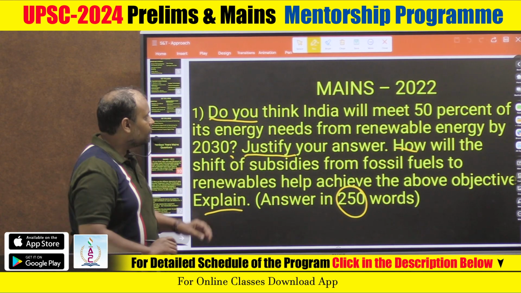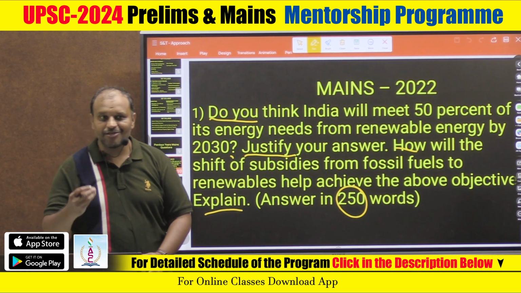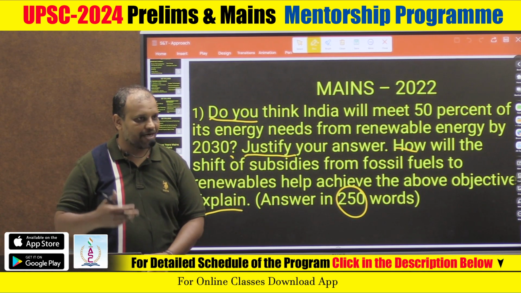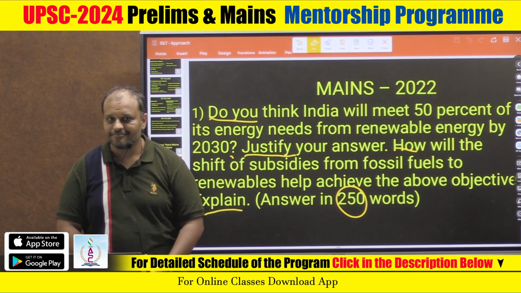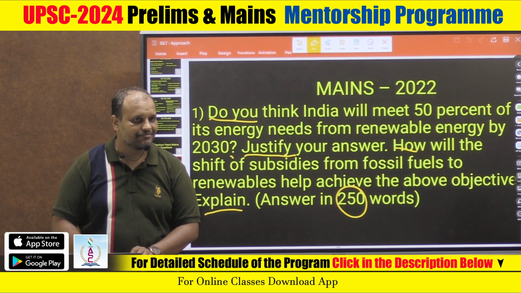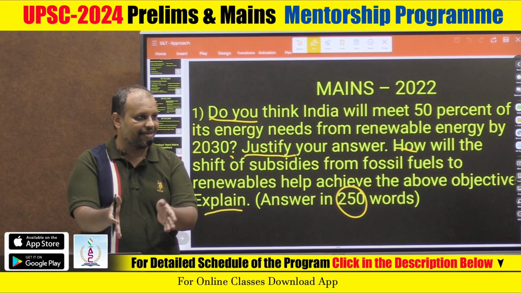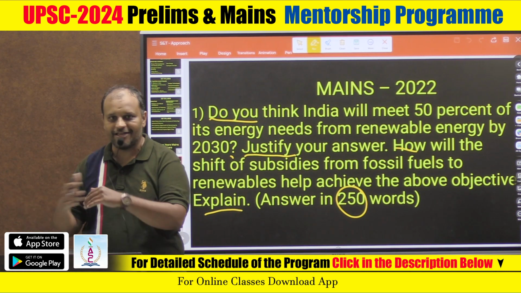So for this one, because he's asking, do you think, this is your opinion. You should write what you feel. You should write what you believe. And whatever you're writing, you should always give an example to sustain that. If you say, yes, we can achieve, give statistics. Presently, what is the scenario? How close are we? How far are we? Things like that.